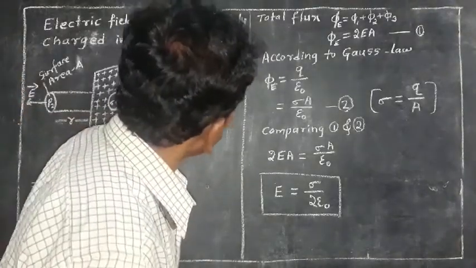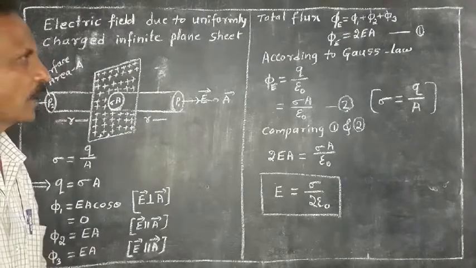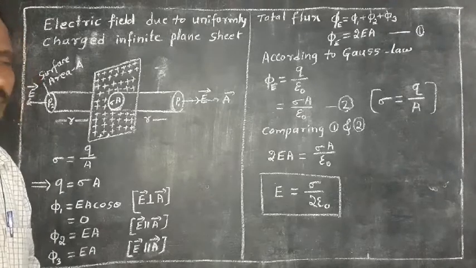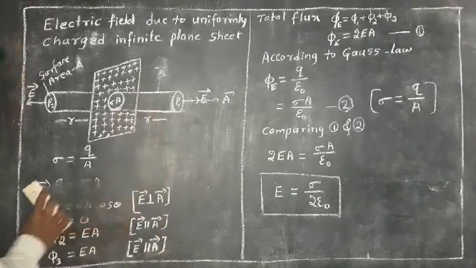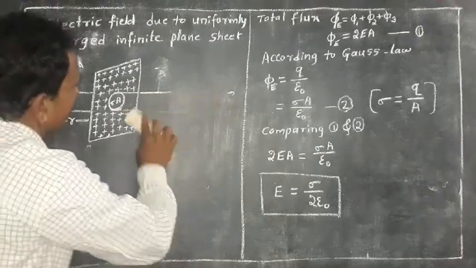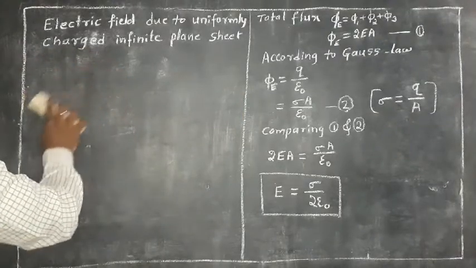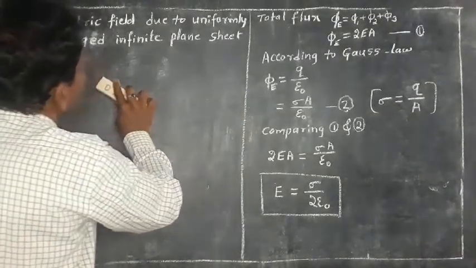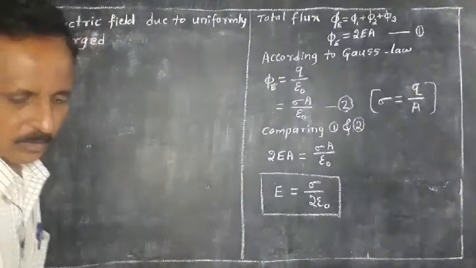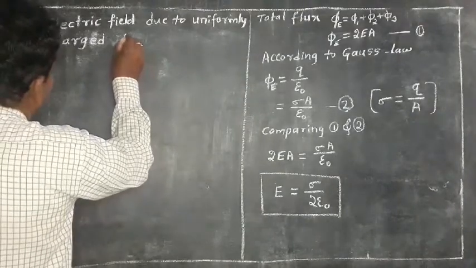And next we shall derive an expression for electric field at a point due to a uniformly charged spherical shell.